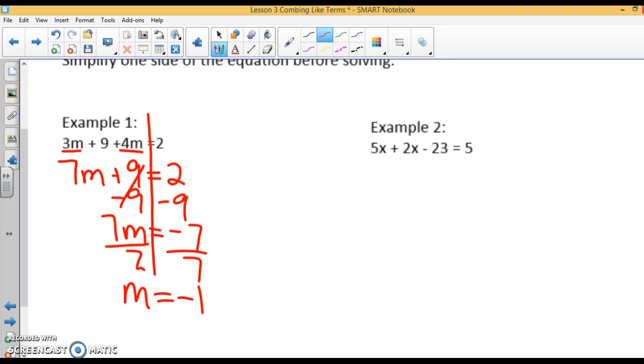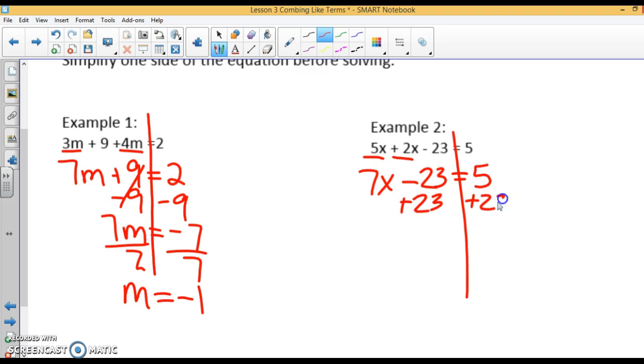In my second example, I'm going to split it up again. I have a 5x and a 2x. I can combine those to get 7x minus 23 equals 5. I'm going to add 23 to both sides. I'll get 7x equals 28. Divide by 7, and you'll get x equals 4.